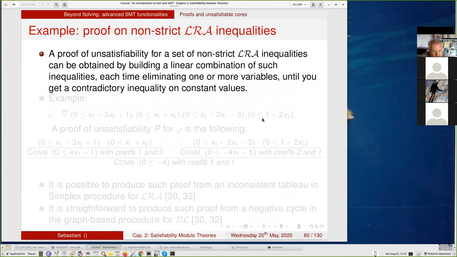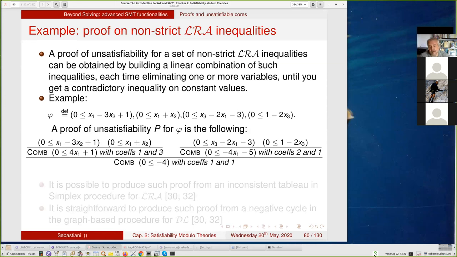So what you can do is to build proof of non-strict LRA qualities. So you can write, for instance, a proof when you have a conjunction, a clause which is a disjunction of linear real inequalities. So for every theory, we can build a proof. For instance, we have some examples of a proof from non-strict linear real inequalities. This is a framework proposed by Ken McMillan.